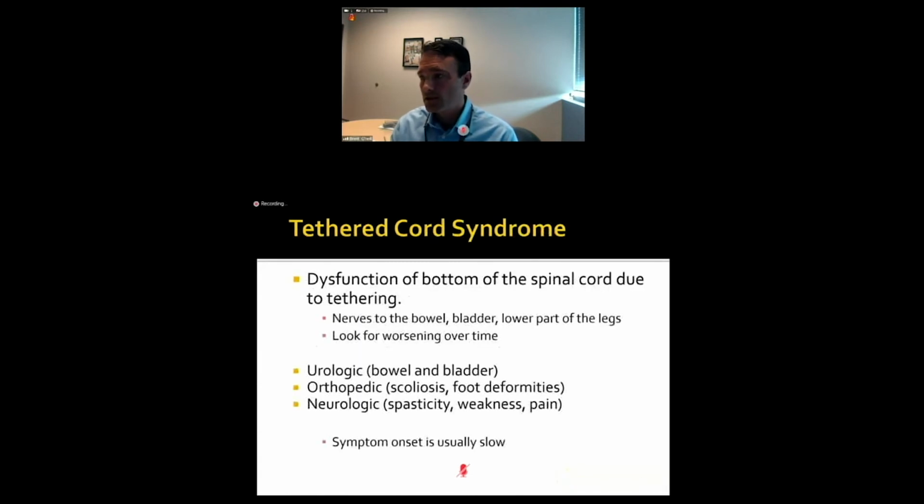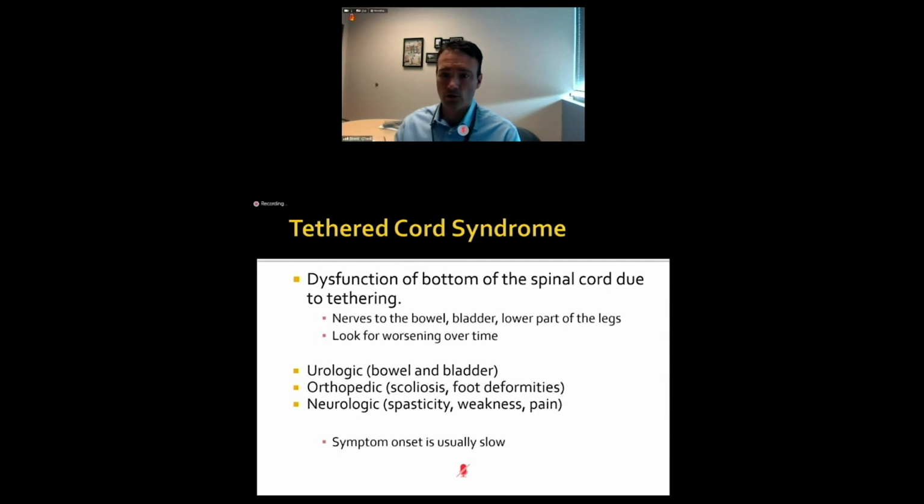So specifically, these symptoms, again, are related to the bottom part of the spinal cord. The bottom part of the spinal cord has the nerves that go to the bowel and the bladder, and also to the lower parts of the legs, particularly the feet. So these symptoms can be urologic, both bowel function symptoms, most commonly constipation, but also bladder symptoms. Again, these can, especially in kids with anorectal malformations, be tough to sort out whether this is related to the malformation or whether it's related to the spinal cord tethering.